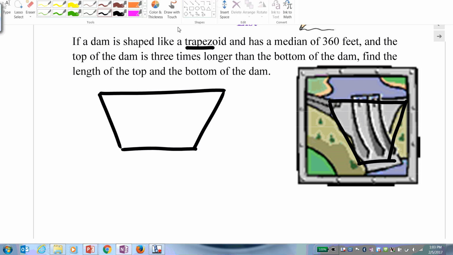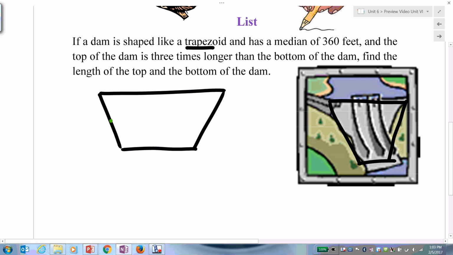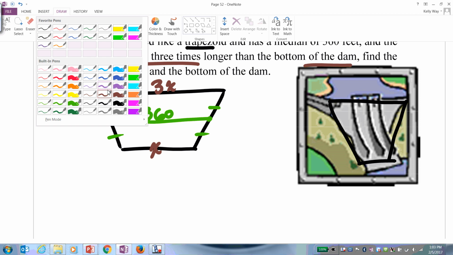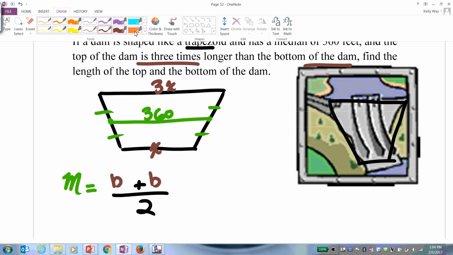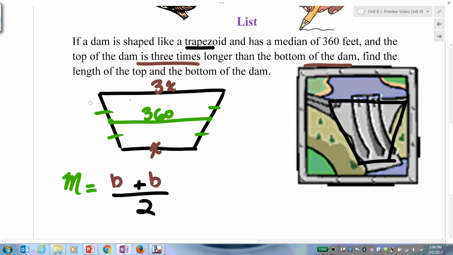It has a median of 360 feet. It says the top of the dam is 3 times bigger than the bottom of the dam, which you don't know either. Find the top and the bottom of the dam. And we should have done this. Median equals base plus base over 2. Your equation should have looked something like this.